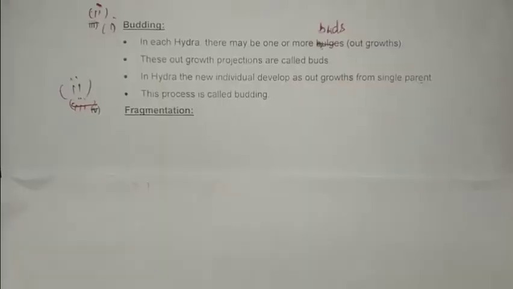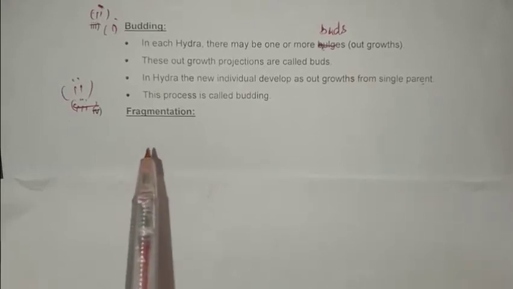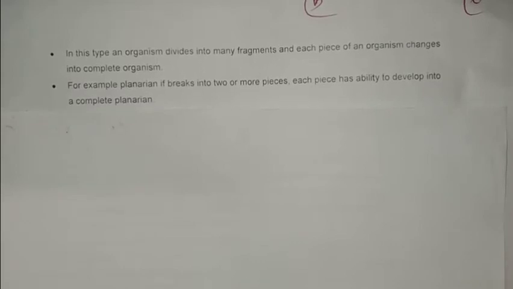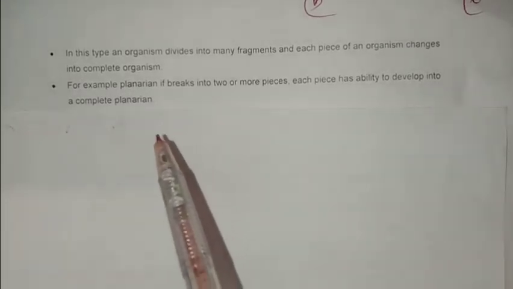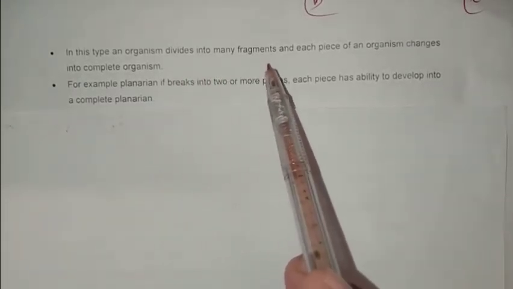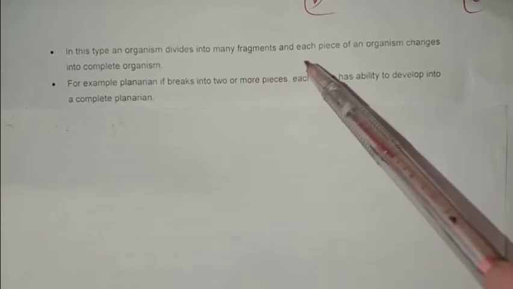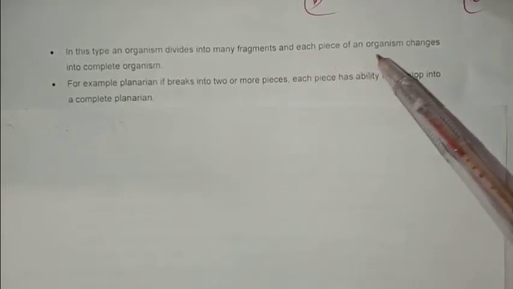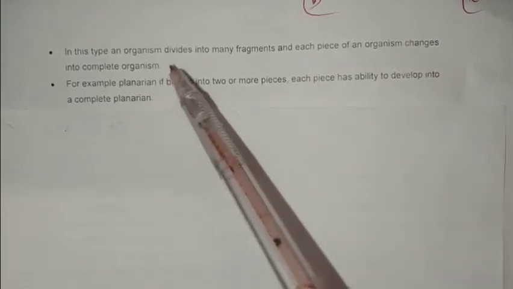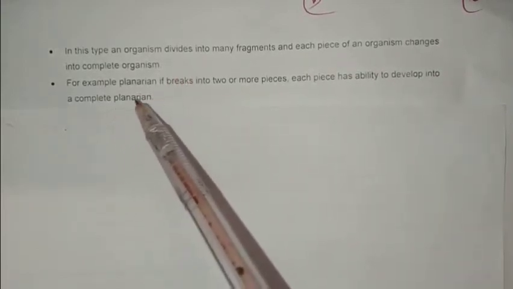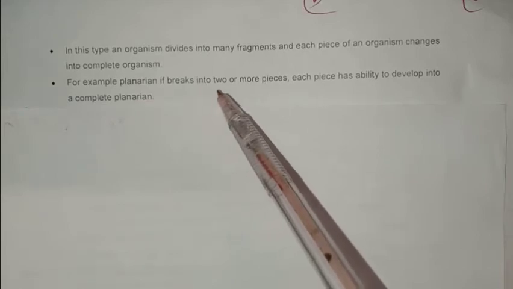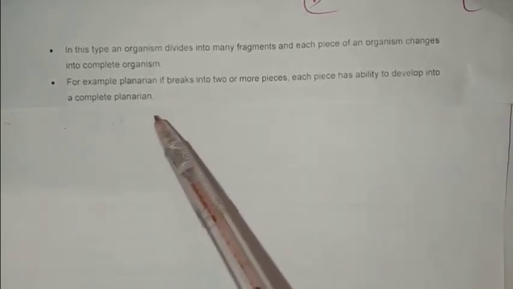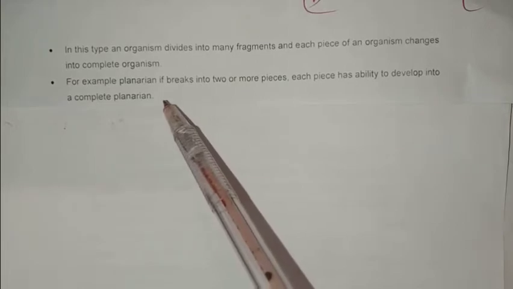The second type of reproduction is fragmentation. We will define fragmentation first. In this type of reproduction, an organism divides into many fragments, fragment meaning piece, and each piece of an organism changes into a complete organism. For example, if planaria is broken into two or more pieces, each piece has the ability to develop into a complete planarian organism.